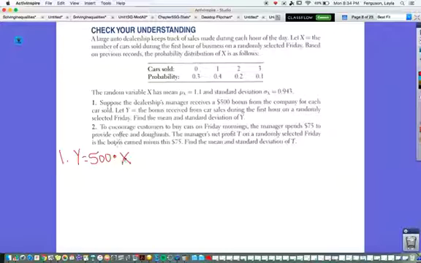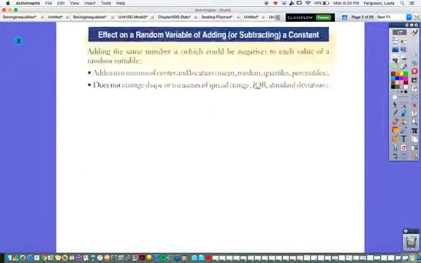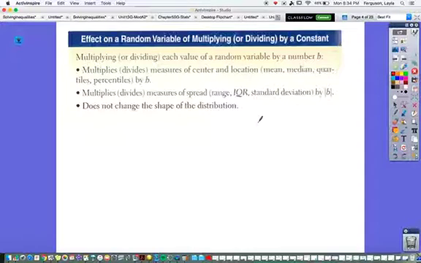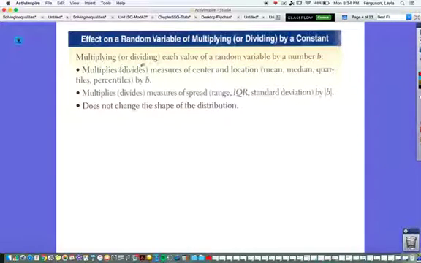So knowing that that is our equation, we can see that what is happening is we are multiplying our random variable, which is X, by 500. And so having known that, we can figure out what our mean for Y is and what our standard deviation for Y is. So going back to the rules that we learned earlier about multiplying or dividing by a constant. Anytime that we multiply or divide measures of center and location, such as the mean, median, quartiles, and percentiles by B, then that same process happens to the mean, the median, and the quartiles and the percentiles.